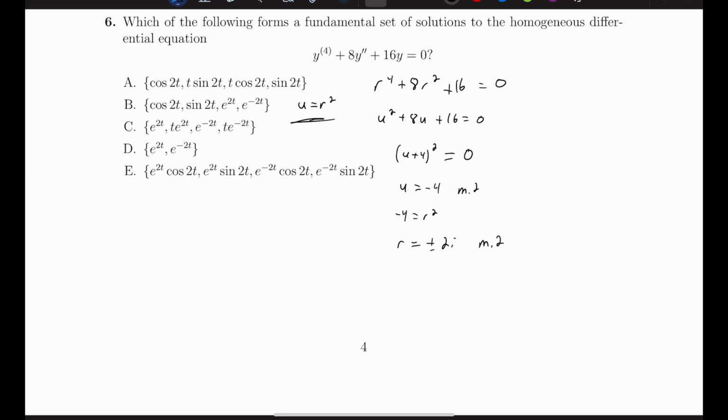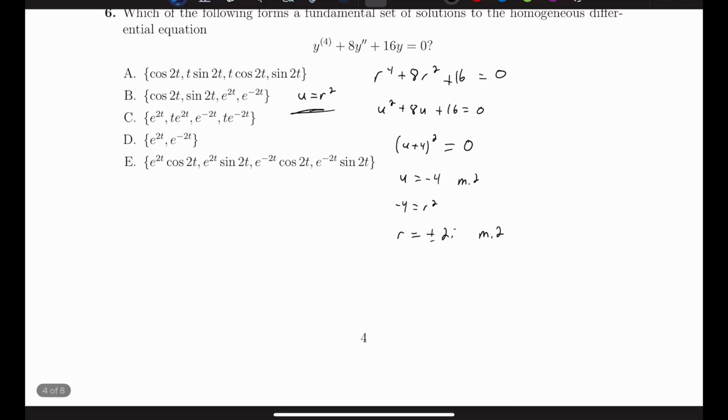When we have imaginary solutions like this, we know that our set of solutions will look like cosine 2t. This 2 is coming from the coefficient of our i there, just sine of 2t. And then to account for the multiplicity of 2, we have to get a set where we multiply each term by t as well. So we have a t cosine 2t and a t sine of 2t. And that gets us our fundamental solution set, which is the same as the set listed in option A.